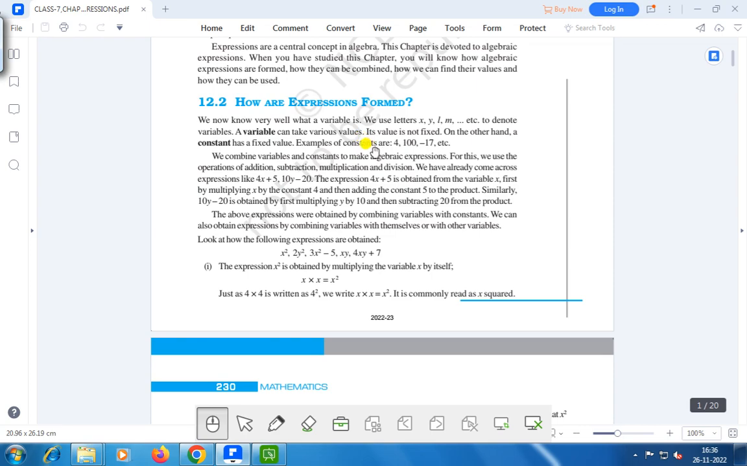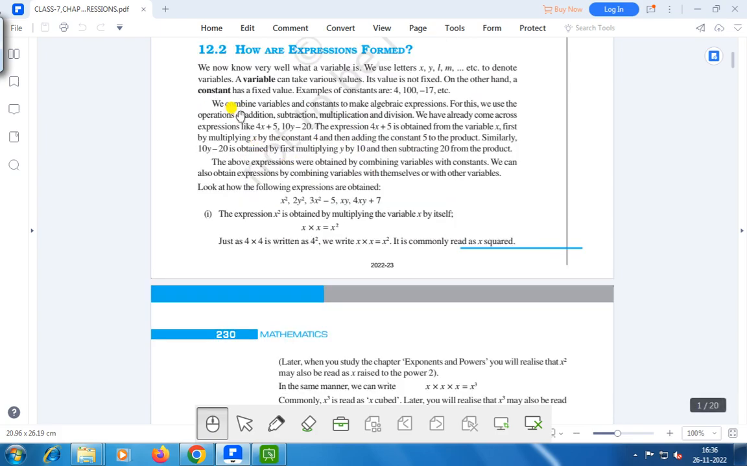How are expressions formed? We know very well what a variable is. We use letters x, y, l, m, etc. to denote variables. A variable can take various values. Its value is not fixed. On the other hand, a constant has a fixed value. Examples of constants are 4, 100, minus 17, etc. We combine variables and constants to make algebraic expressions. For this, we use the operations of addition, subtraction, multiplication, and division.